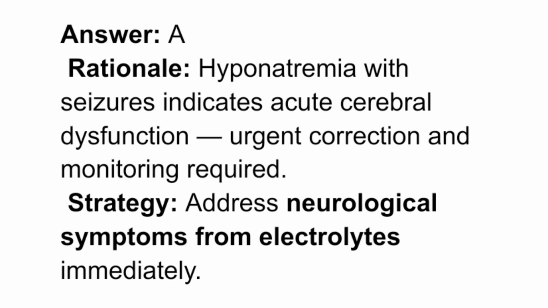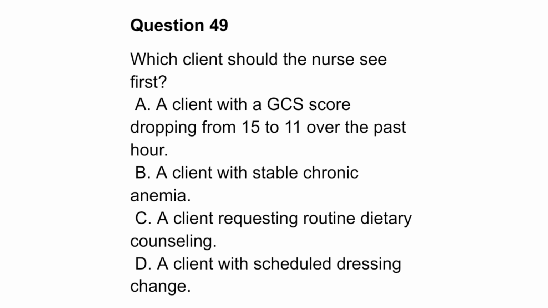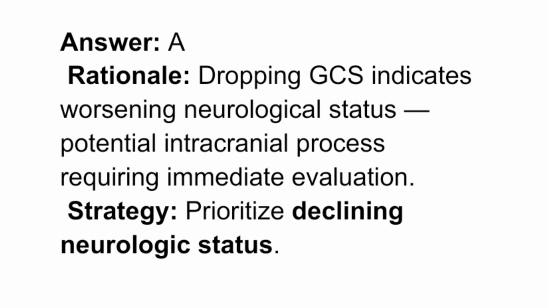Strategy: address neurological symptoms from electrolytes immediately. Question 49. Which client should the nurse see first? A. A client with a GCS score dropping from 15 to 11 over the past hour. B. A client with stable chronic anemia. C. A client requesting routine dietary counseling. D. A client with scheduled dressing change. Answer: A. Rationale: dropping GCS indicates worsening neurological status, potential intracranial process requiring immediate evaluation.